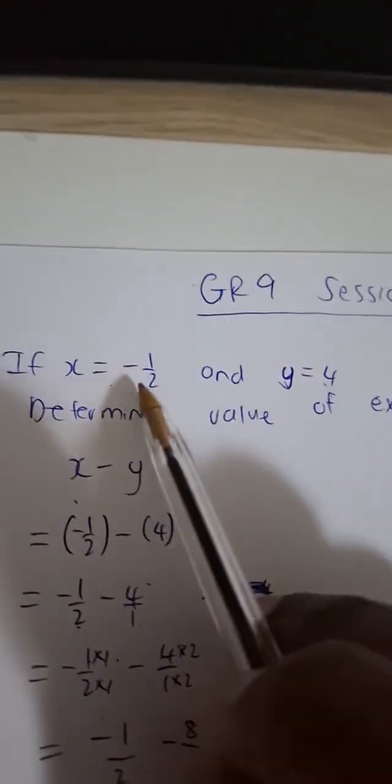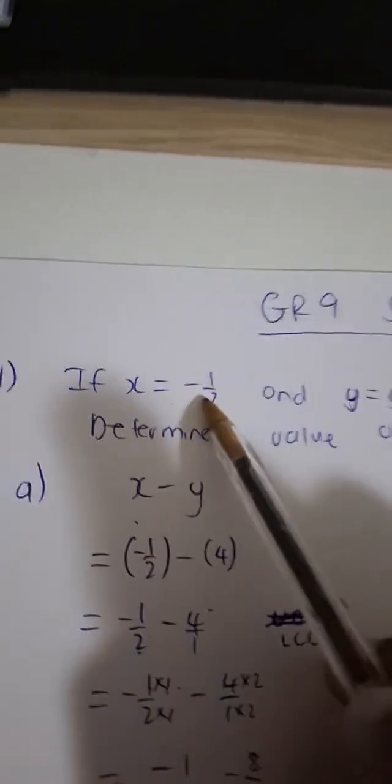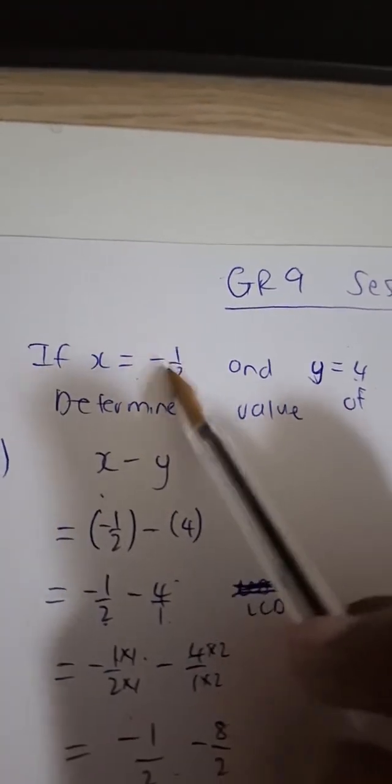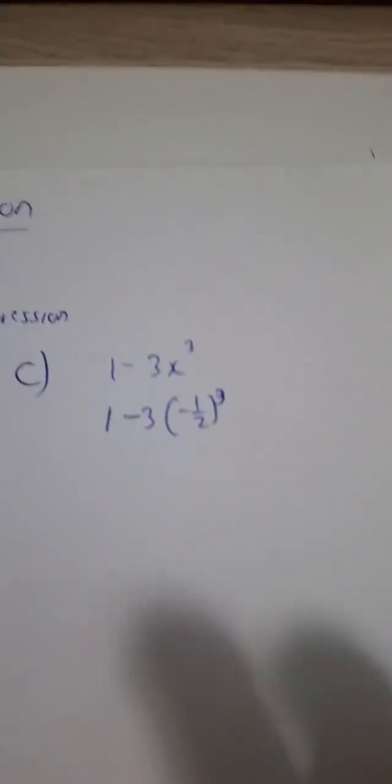So we write down 1 minus 3. In the place of x, what do we substitute? Is it negative half or is it y is equal to 4? Which one? So obviously we substitute a what? A negative half. So there it is, negative half to the power 3. Okay, now then we simplify.